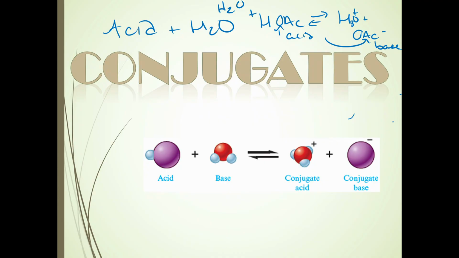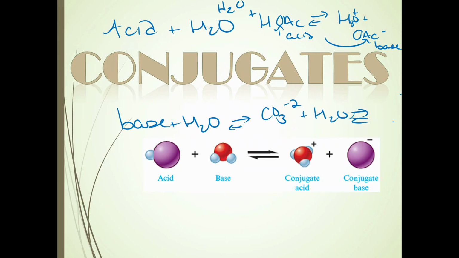The same thing is true for base plus water. If I take that CO3 minus 2 that I used, plus H2O, goes to HCO3 minus 1 plus OH minus. CO3 minus 2 is a base. It creates the acid HCO3 minus, which can then react with the OH minus and go back to CO3 minus 2. In reversible reactions, an acid makes a base makes an acid, and they can go back and forth between the two of them.